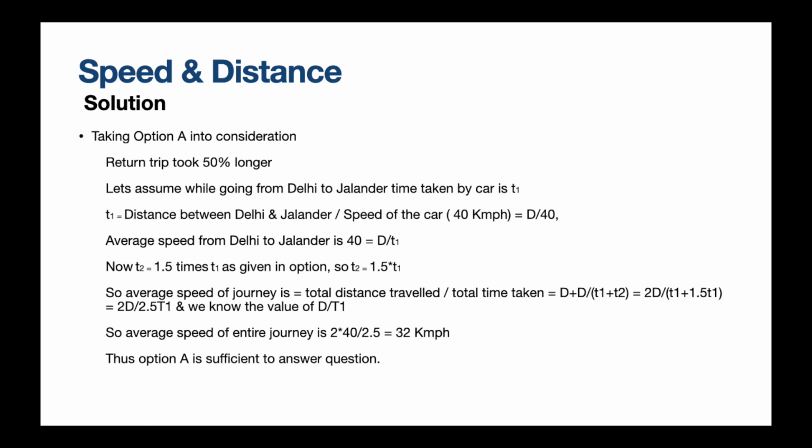Since we know the value of D by T1 is equal to 40, just replacing D by T1 with 40, I can get the answer: 2 into 40 divided by 2.5, that is 32 km per hour. So the average speed of the entire journey would be 32 km per hour. Thus, statement A is sufficient to answer the question.